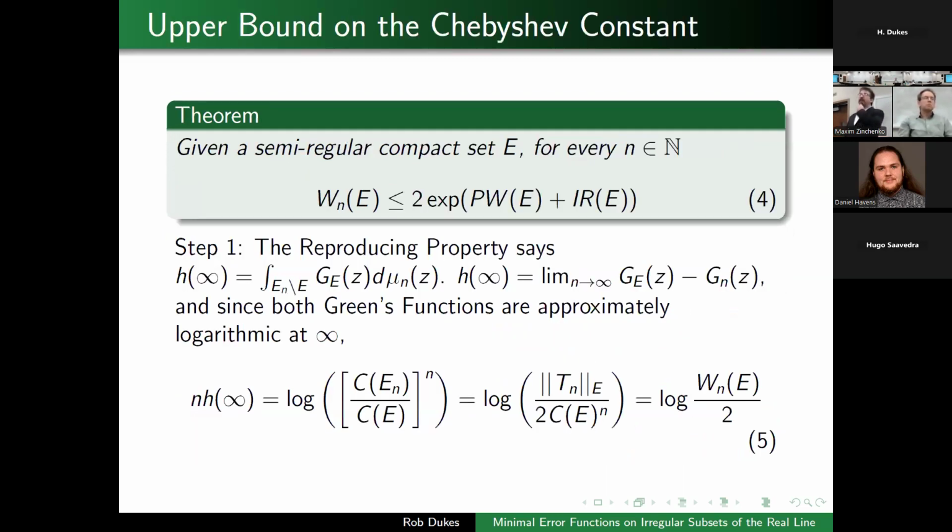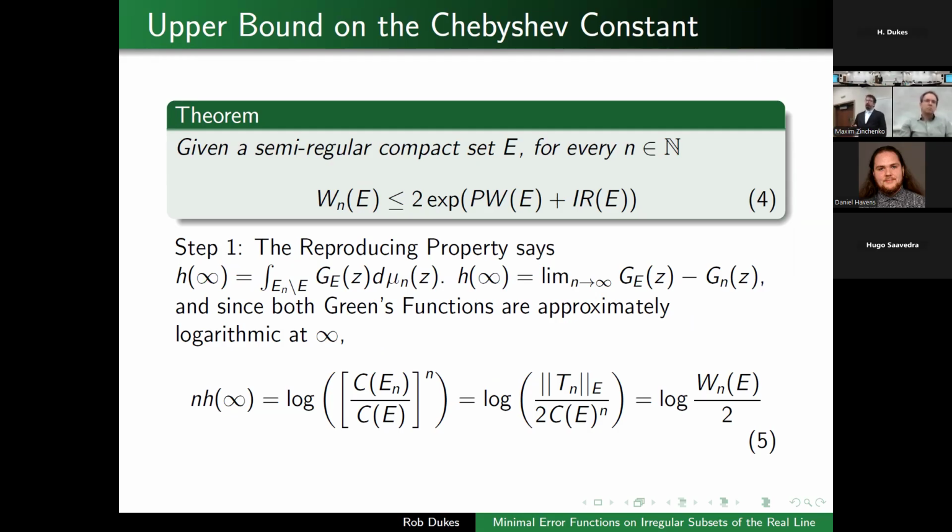All right. So now we're going to start talking about the bounds, and here's where the new material is. Everything up till now has been prior material. Now we're talking about the original results. So, if E is a semi-regular compact set, then for all n, the Widom factors W_n(E) are bounded above by 2 times the exponential of the Widom constant plus the irregularity coefficient. So you'll notice this is exactly what was given before, just with this irregularity coefficient added in.